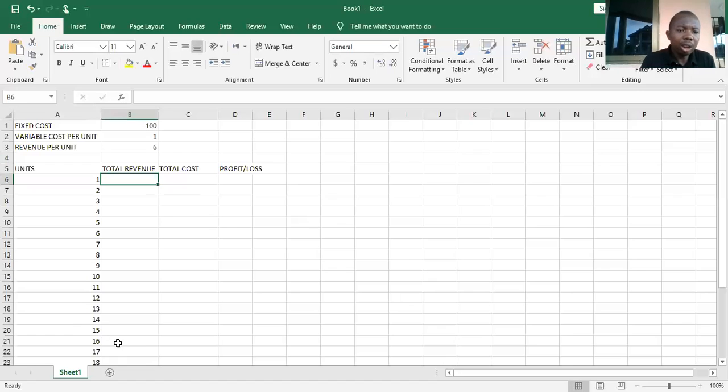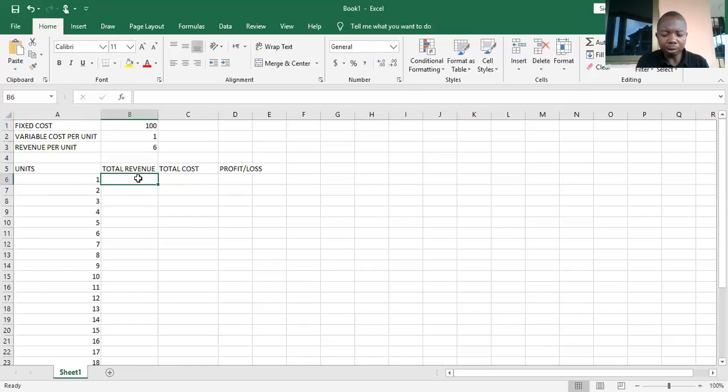Now, the next thing to do is to calculate the total revenue at each level, right? Total revenue, this is the revenue per unit. That is, when you sell 1, we sell it for 6. So how much do we sell 2 for? That is the total revenue, okay? So this 6 will have to be multiplied across the board here, all right? Now you see that this 6, which is in cell B3, will have to be multiplied throughout.